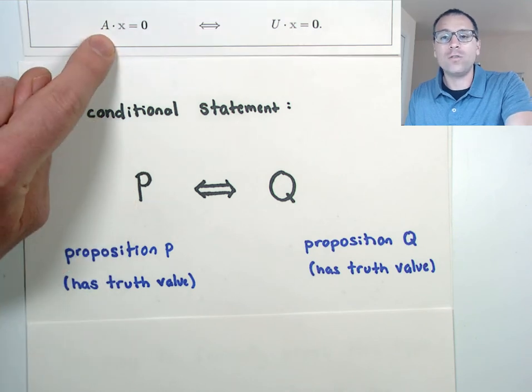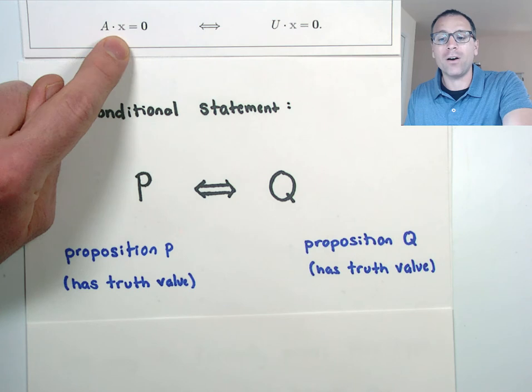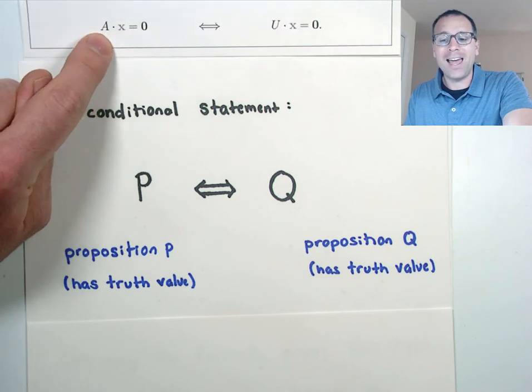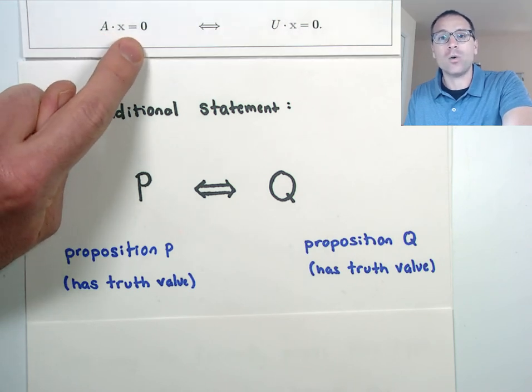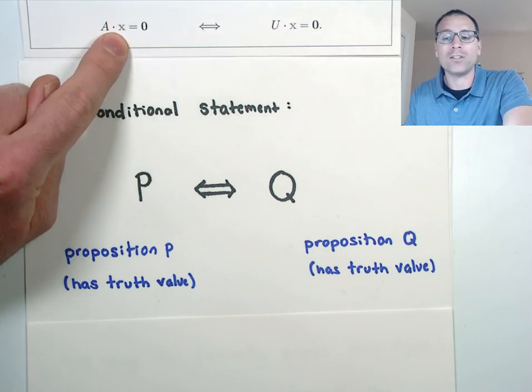The reason that has truth value is: take any n by 1 vector, put it in there, multiply it by A. It's going to either be equal to 0 or not equal to 0. So it's either true or false for any n by 1 vector.